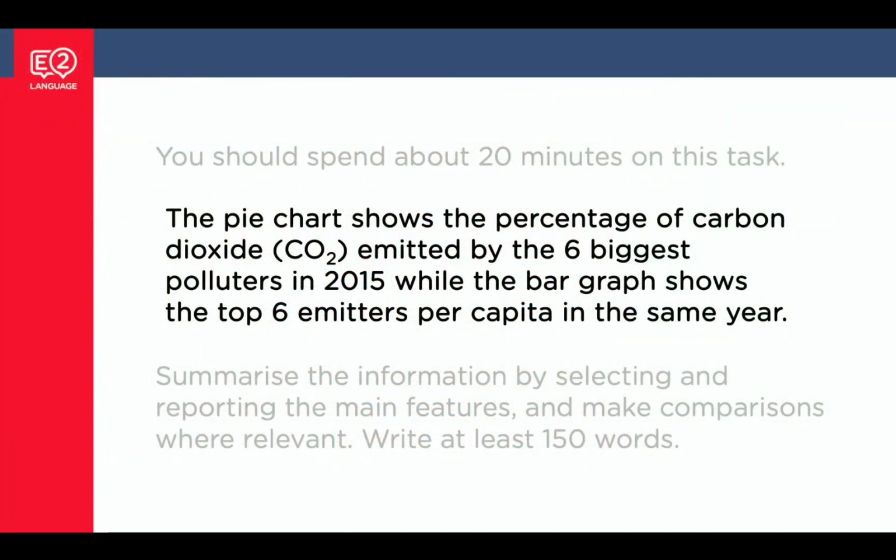First of all, let's think about the 6 biggest polluters. I'm Australian and I know that my country produces a lot of carbon dioxide. We mine for coal and we burn coal to create electricity. So I reckon that Australia is probably one of the 6 biggest polluters. What do you think about your country? Do you think you're going to be in the top 6?